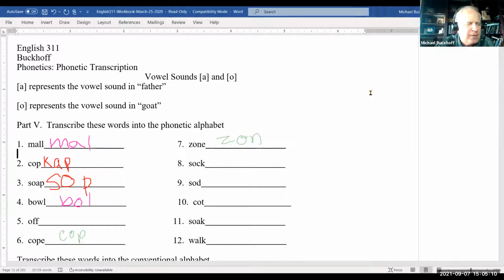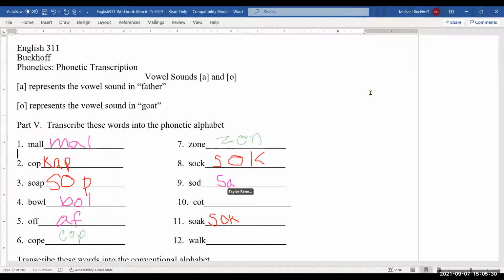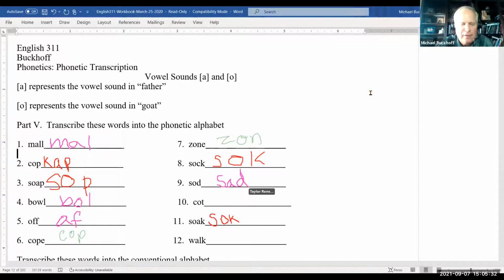Mall, cop, soap, bowl, off, cope, zone. Would 6 start with the K? Yes. Caught.